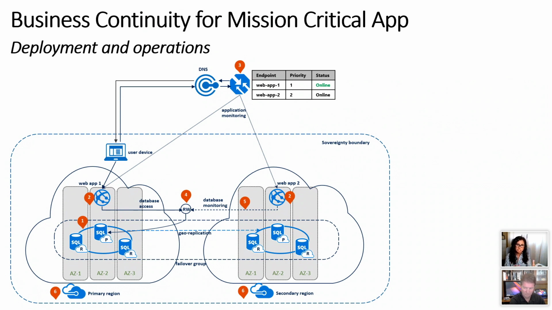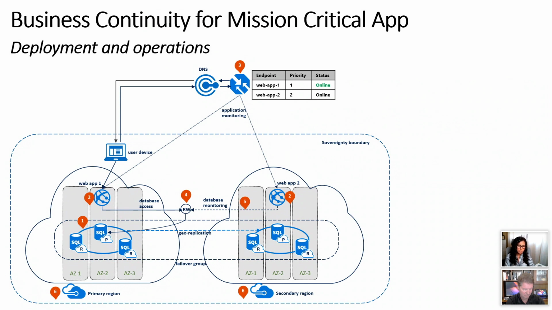Also with 3, I mentioned using Traffic Manager with the priority routing method. This is going to allow you to basically redirect immediately if any sort of failure occurs.